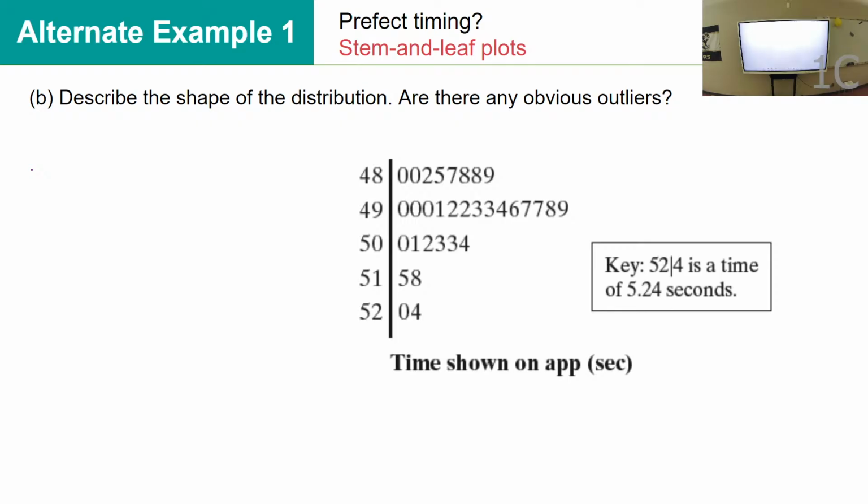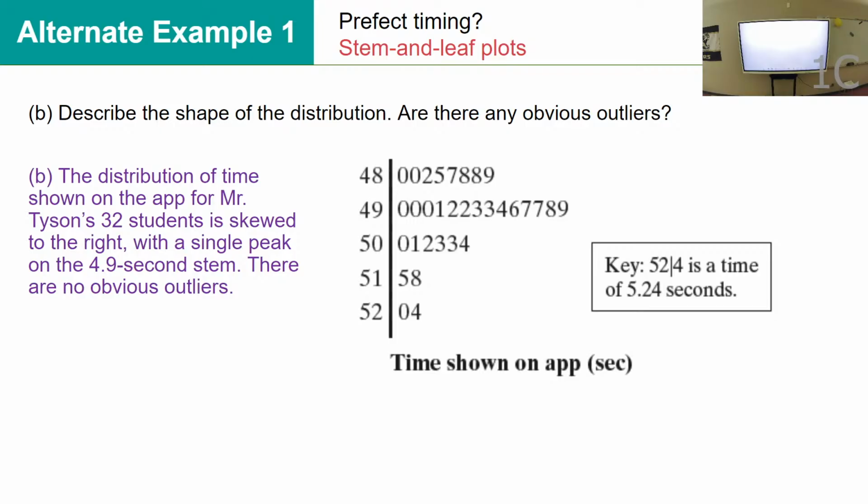Y'all happy? Describe the shape of this distribution. Skewed to the right. Are there any outliers? Doesn't look like it. Any gaps? Doesn't look like it. Looks like the center is around, I don't know, 4.92, 4.93, 4.94. I don't know, somewhere in there. We could actually figure it out. 1, 2, 3, 4. 1, 2, 3, 4, 5, 6, 7, 8. 5, 6, 7. Y'all with me? We could actually figure out what the median is, if I had to. Skewed to the right, single peak at 4.99.